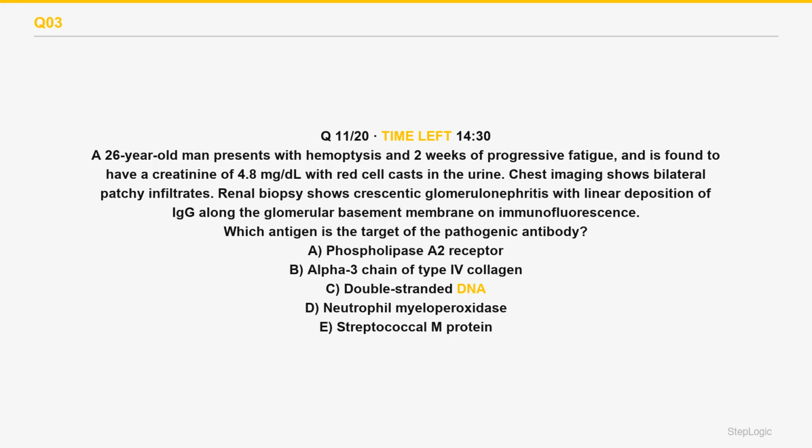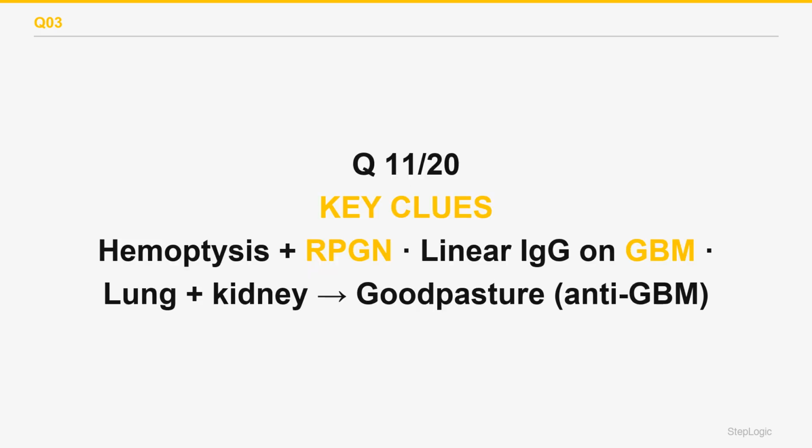Read the command. Target antigen of the antibody. Hemoptysis plus rapidly progressive glomerulonephritis, linear IgG along the basement membrane: Goodpasture syndrome, anti-GBM disease. Goodpasture syndrome is a type 2 hypersensitivity reaction. Autoantibodies target the alpha-3 chain of type IV collagen, a structural component of basement membranes.